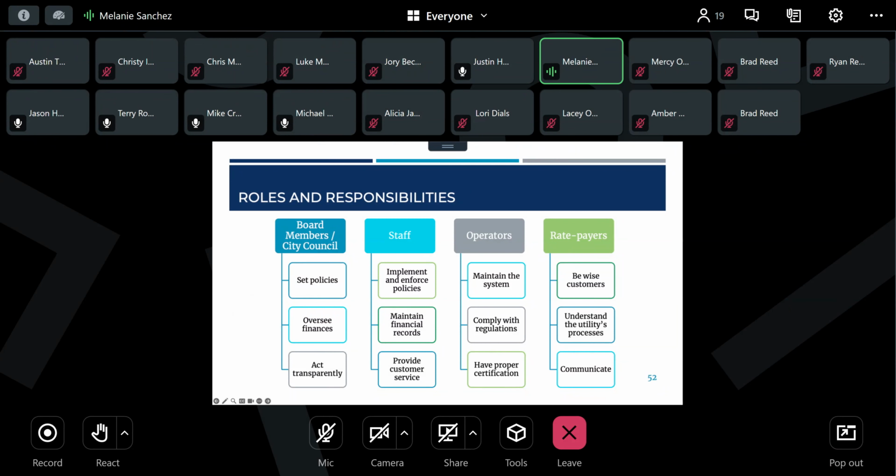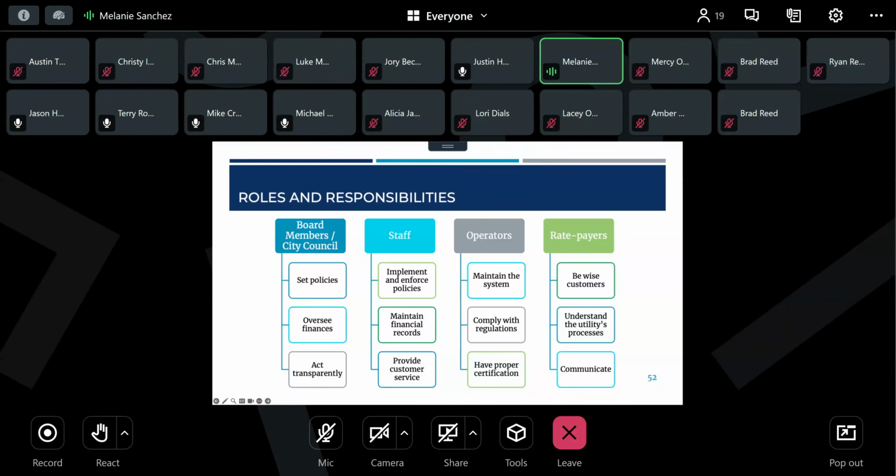Staff is the backbone of the utility and are responsible for its day-to-day operations. They run the system by executing day-to-day tasks, implement and enforce policies set by the board, maintain financial records for transparency and accountability, operate, maintain, repair, manage, and replace assets, implement water loss control programs, promote energy efficiency, provide some customer service, and then keep the board well informed about operational matters.